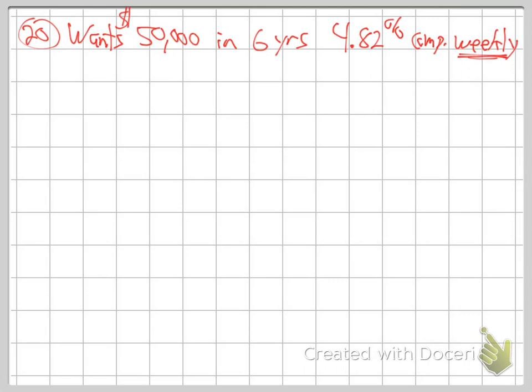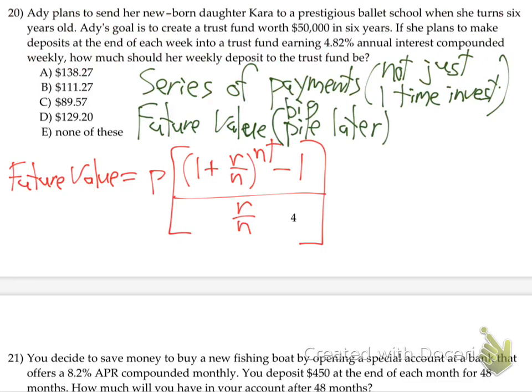How many weeks in a year? 52. That's a lot of weeks. It's been a long day. Weeks are short, though, but long days. All right, so 4.82% annual interest, compounded weekly. Yep, that's it.